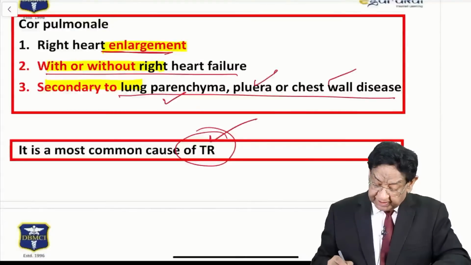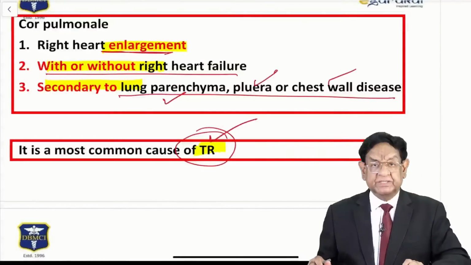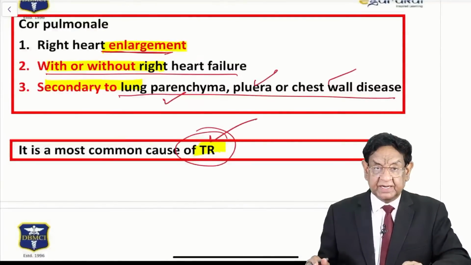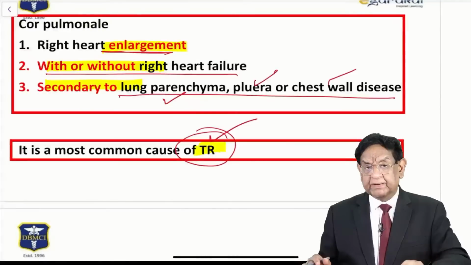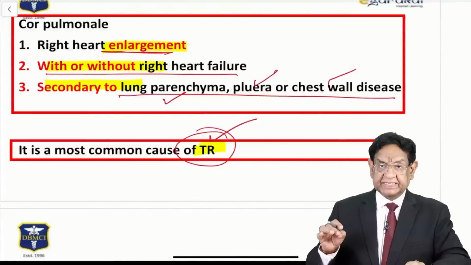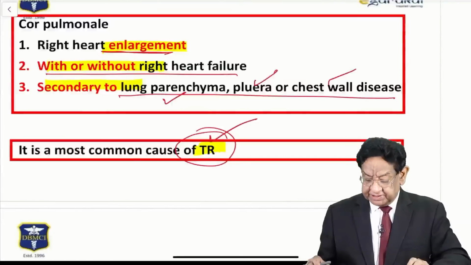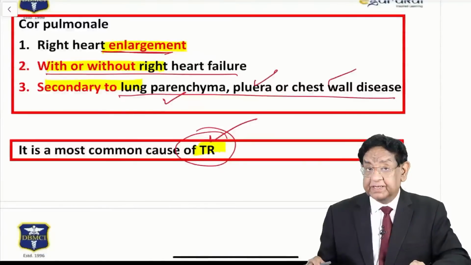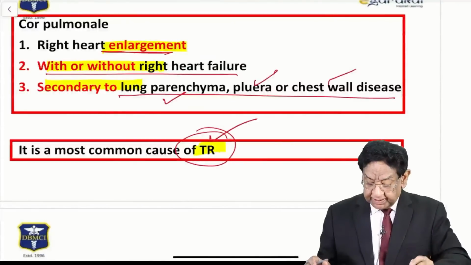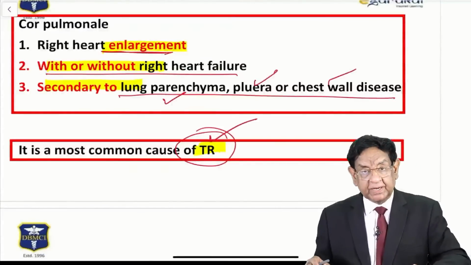We are all well aware that all the valvular heart diseases, MS, MR, AS, AR and TS, are common in rheumatic heart disease. This is an exception. The only exception is tricuspid regurgitation, which is most common in cor pulmonale.